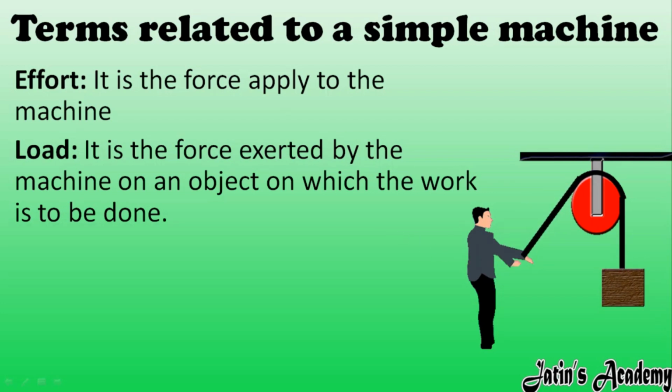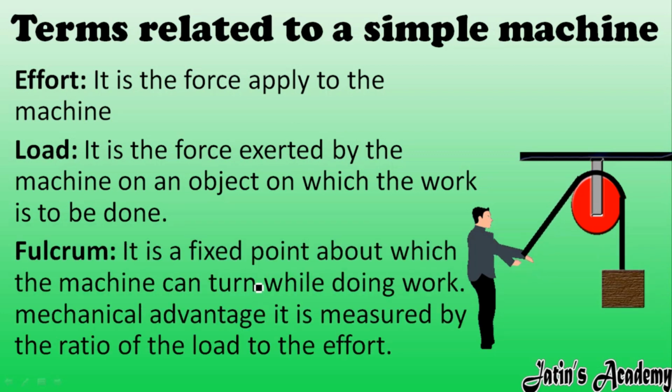Okay. A term related to simple machine is fulcrum. So what do you mean by fulcrum? It is a fixed point. It is a fixed point about which this simple machine is going to rotate while doing work. This fixed point is known as fulcrum.